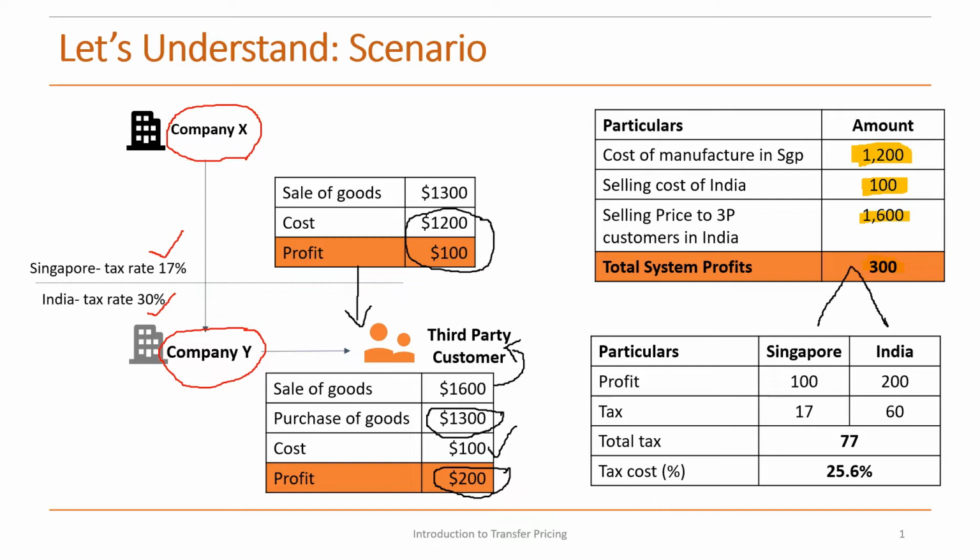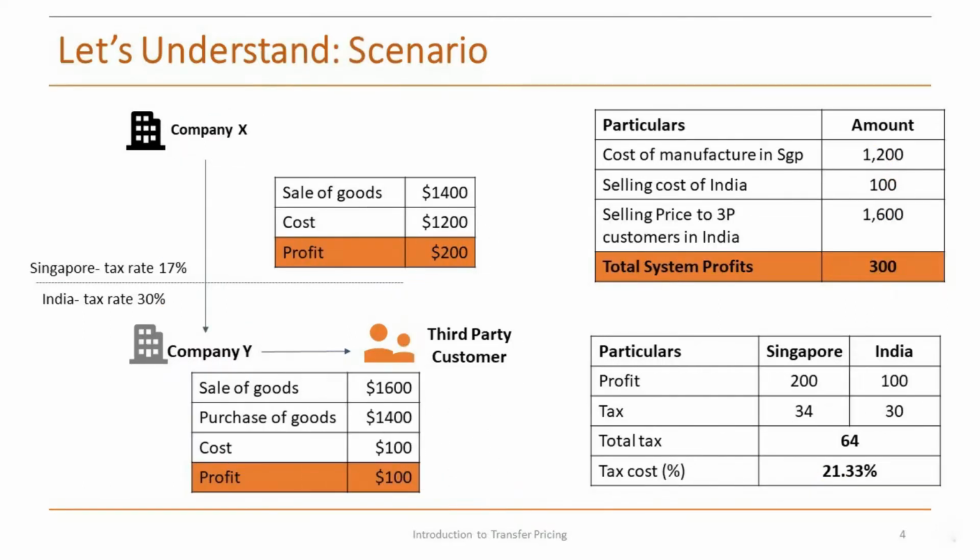in India is 200. Apply the respective tax rates, that is 17% and 30% in Singapore and India respectively. We have a total tax cost of $77 that the group pays, which is about $17 in Singapore and $60 in India, and brings the effective tax cost of this overall group to 25.6%.